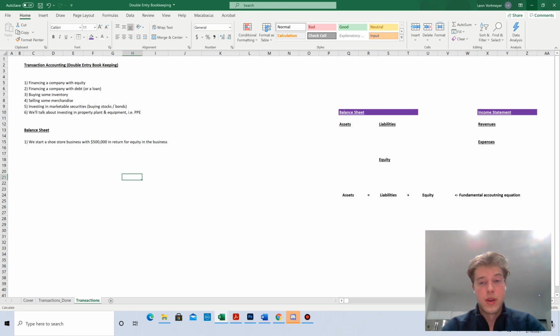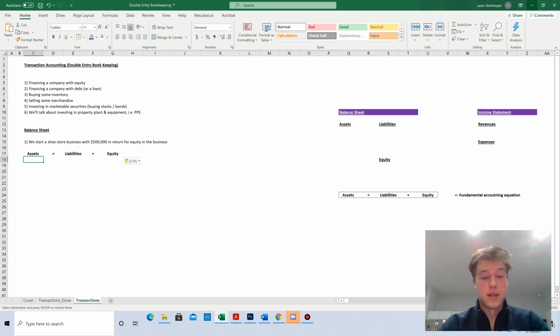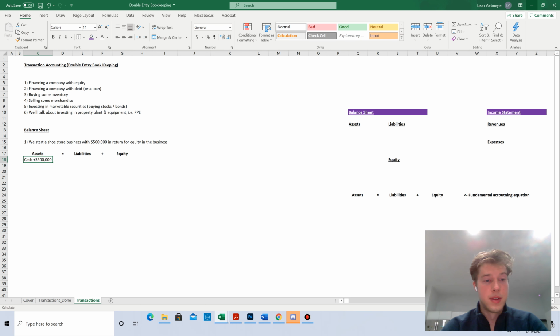So we have a fundamental accounting equation. We'll just pop over here. So what happens to the accounts on the balance sheet? Well, first, the business received $500,000. So that means the cash account is going to go up $500,000. The business received $500,000 in cash from the individual incorporating it. So the balance sheet, we can already add that here. Cash, $500,000.